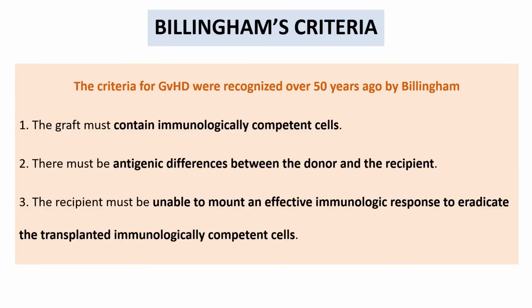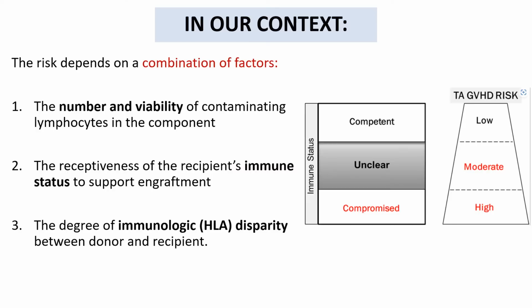Billingham's criteria for GVHD state that the graft must contain immunologically competent cells with antigenic differences between the donor and recipient. Also, the recipient must be unable to mount an effective immunological response to eradicate the transplanted immunologically competent cells. In our context, it states that the risk depends upon a combination of factors. For example, the number and viability of the contaminating lymphocytes in the component, the receptiveness of the recipient's immune system to support the engraftment of these viable cells, and the degree of HLA disparity between the donor and recipient.